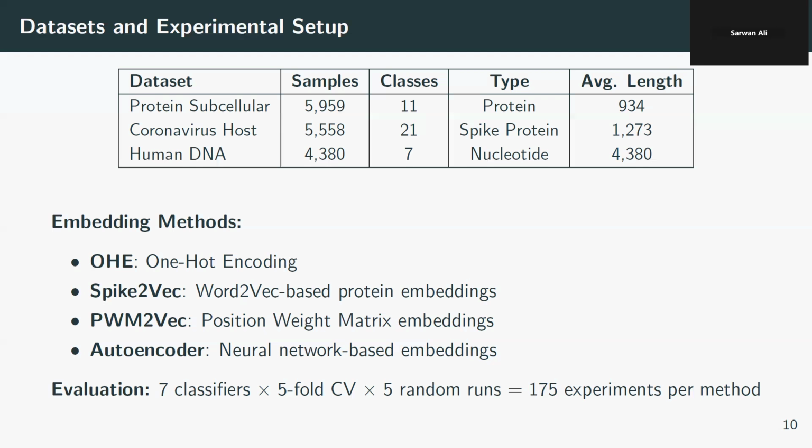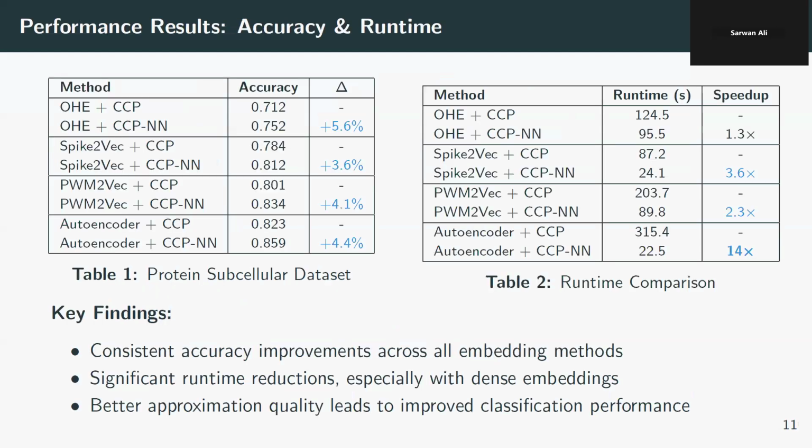Our evaluation was comprehensive. Seven different classifiers, 5-fold cross-validation, repeated 5 times. So that's 175 experiments per method, giving us a robust statistical validation. So now for the exciting part, our results. Let me highlight the key findings for the protein subcellular data.